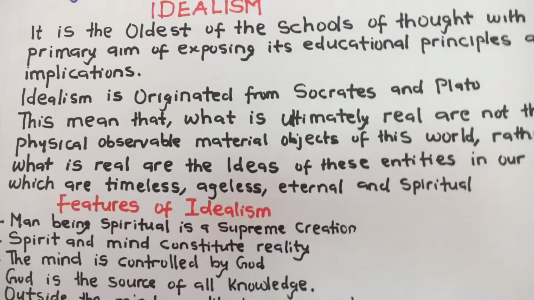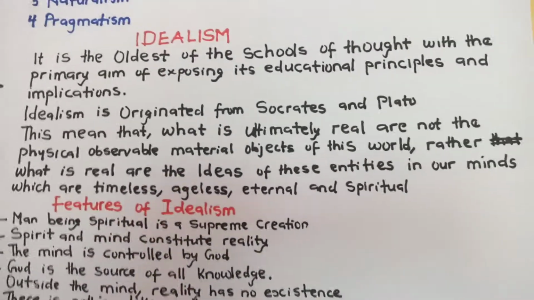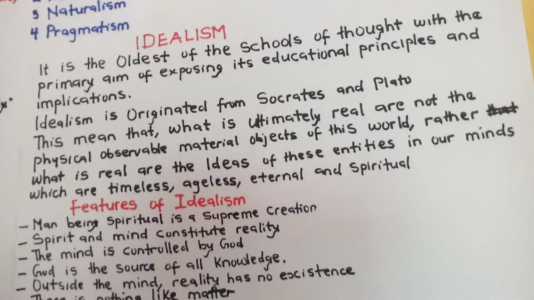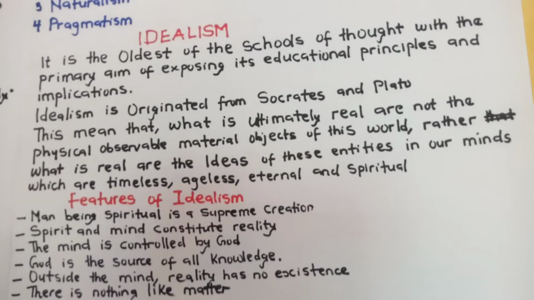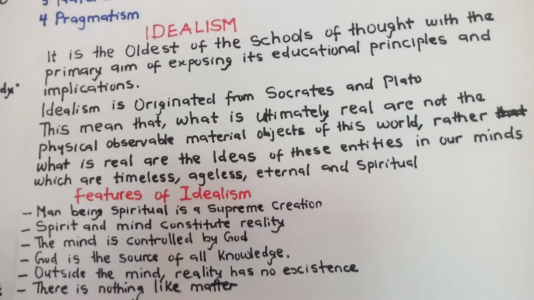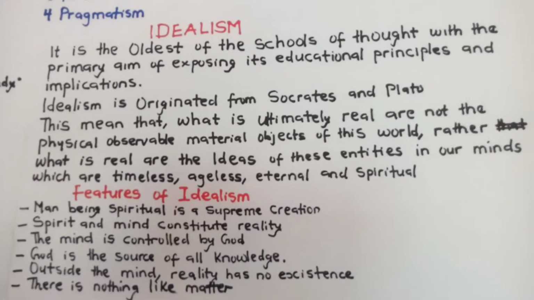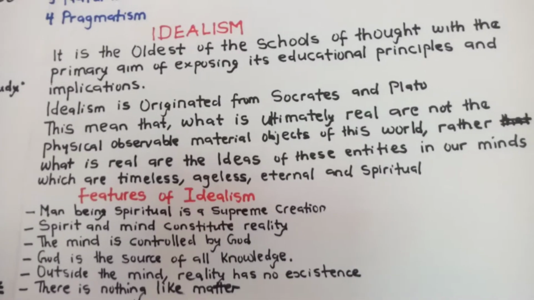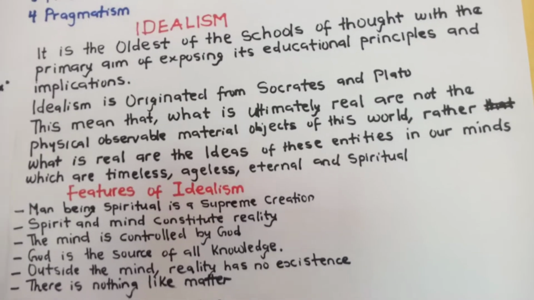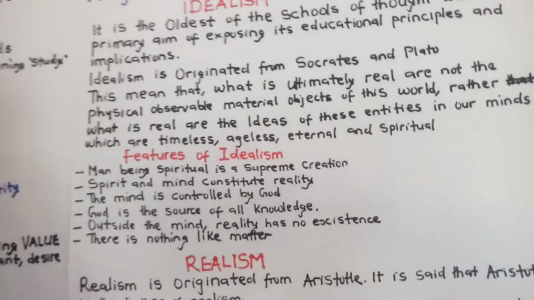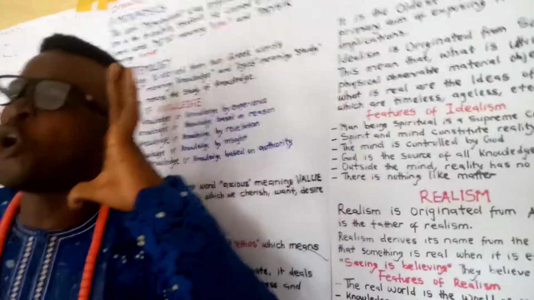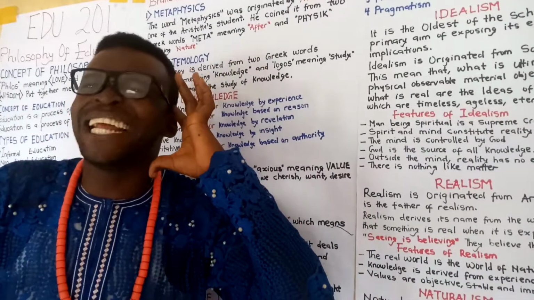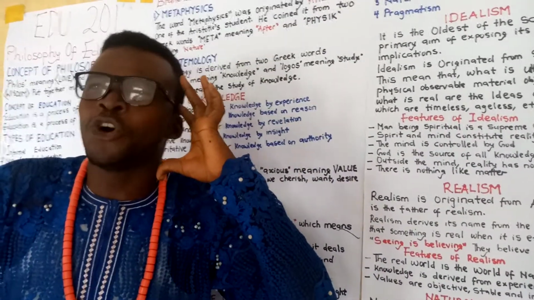This means that what is ultimately real are not the physical observable material objects of this world. Rather, what is real are the ideas of these entities in our mind, which are timeless, ageless, eternal, and spiritual. When we talk of idealism, from the word idea, idealism believes in your idea rather than matter, rather than what you can see, touch, or feel.